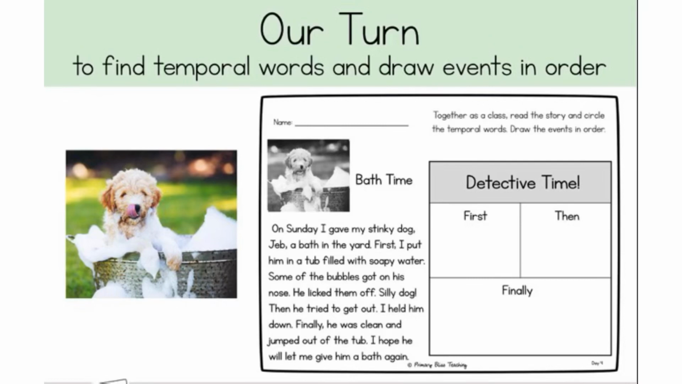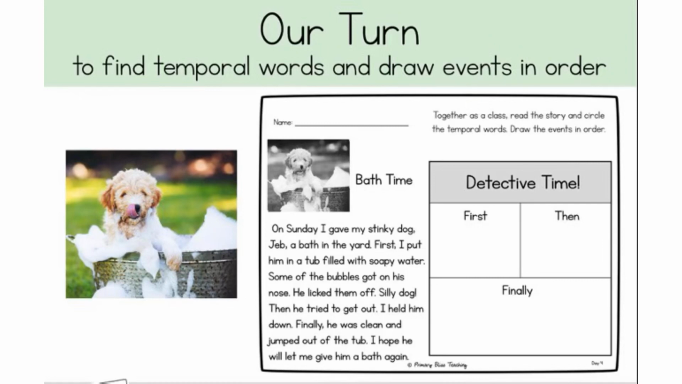Let's read the story together. Then you will be a detective to find different temporal words in the story. Point to the first word. On Sunday, I gave my stinky dog, Jeb, a bath in the yard. First, I put him in a tub filled with soapy water. Some of the bubbles got on his nose. He licked them off. Silly dog. Then he tried to get out. I held him down. Finally, he was clean and jumped out of the tub. I hope he will let me give him a bath again.